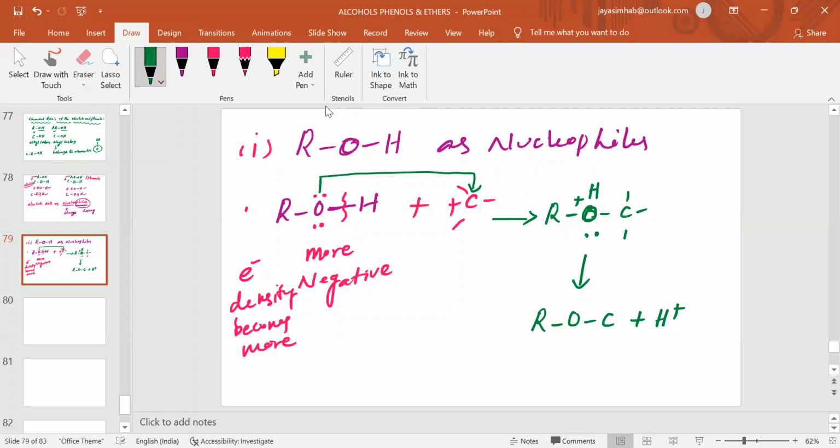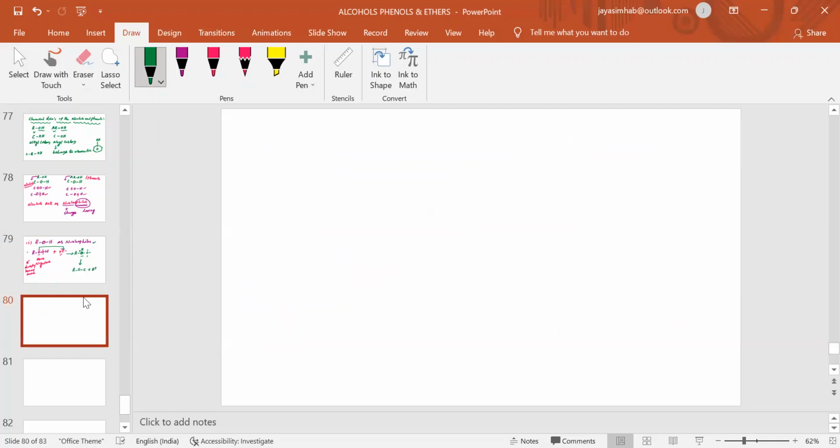Whenever the bond between oxygen and hydrogen is broken, then during that situation, the alcohol acts as a nucleophile, because of the increase in the density of the electron, the increase in the density of the negative charge. So it will act as a nucleophile. It will be attracted towards the positive charge. That is the reason. So second thing, when they will act as an electrophile.